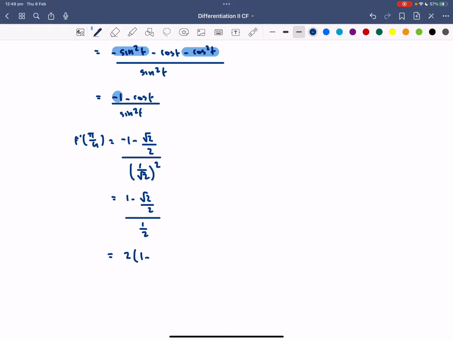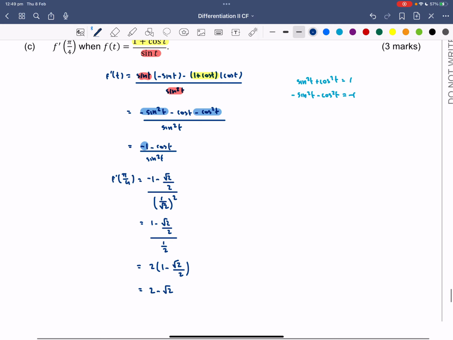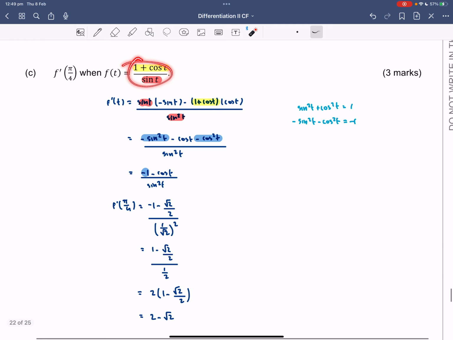So the final answer is this. I just changed my divide by half to times by 2 on 1. And then I guess that simplifies out to 2 take root 2. Perfect. That is f dash at pi on 4.